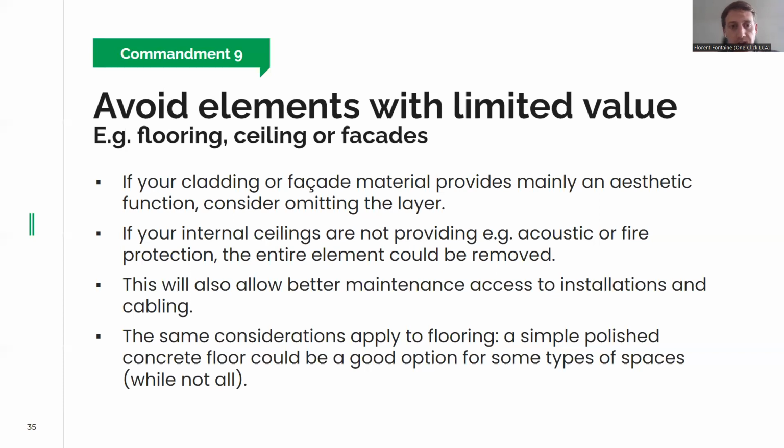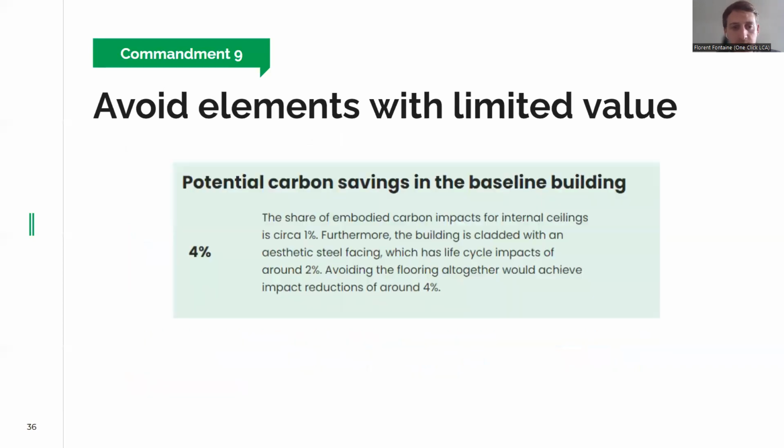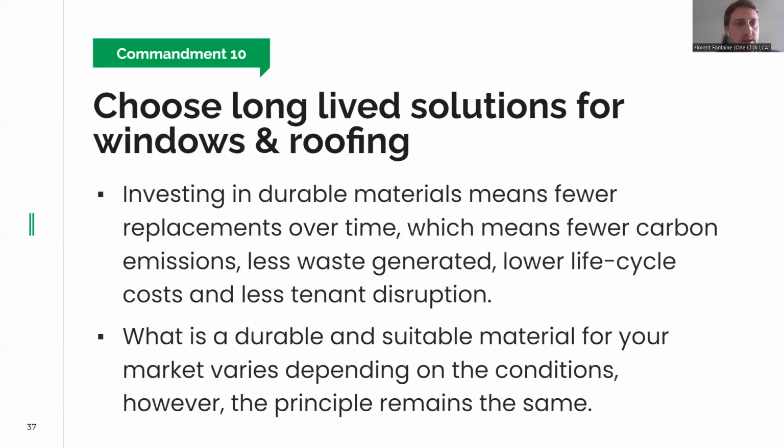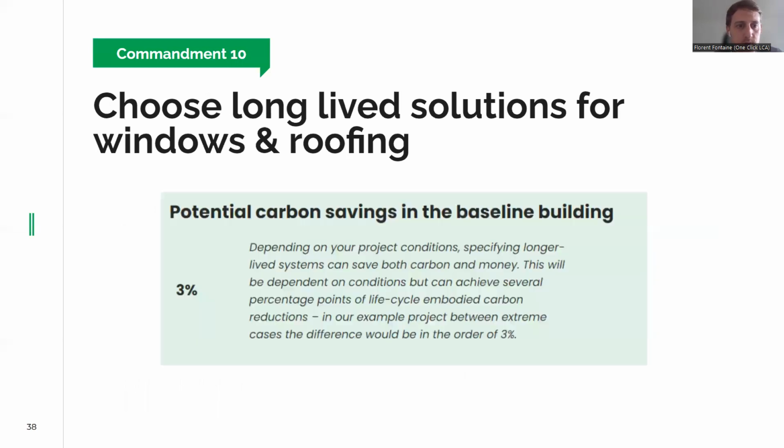So always think to the design in an integrated way without putting any unnecessary element, and then you can reduce a gain of 2, 3, 4% potential carbon savings. And the last commandment would be to choose long-lived solutions for windows and roofing. So this looks quite obvious, and it can be also repeated on different materials. But since windows and roofings are quite carbon-intensive materials, then you can look at them in priority.